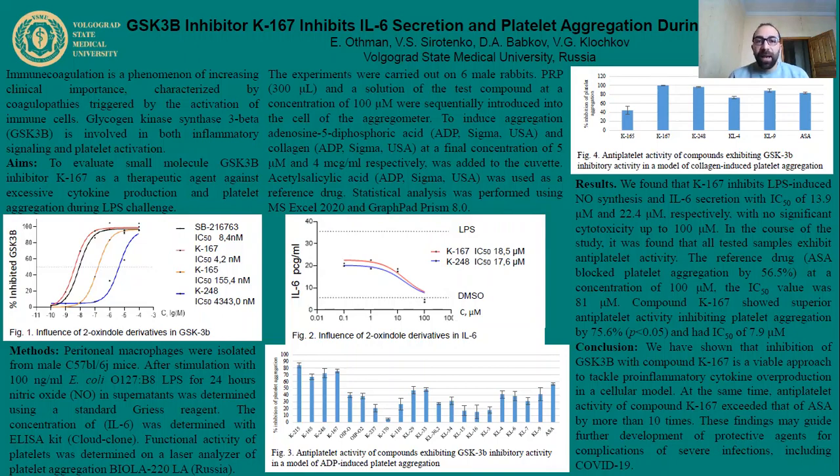The experiments were carried out on 6 male rabbits. Platelet-rich plasma 300 microliter and the solution of the test compound at a concentration of 100 micromole were sequentially introduced into the cell of the aggregometer. To induce aggregation, ADP and collagen at a final concentration of 5 micromole and 4 microgram per milliliter, respectively, were added to the cuvette. Acetyl salicylic acid was used as a reference drug. Statistical analysis was performed using Microsoft Excel 2020 and GraphPad Prism 8.0.